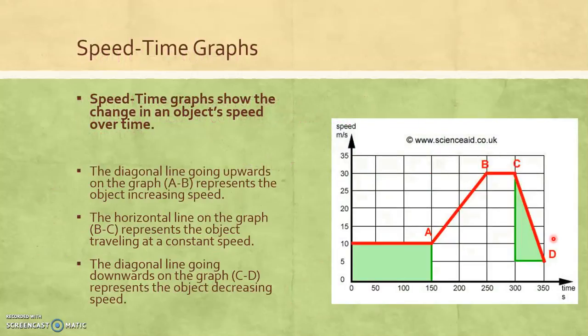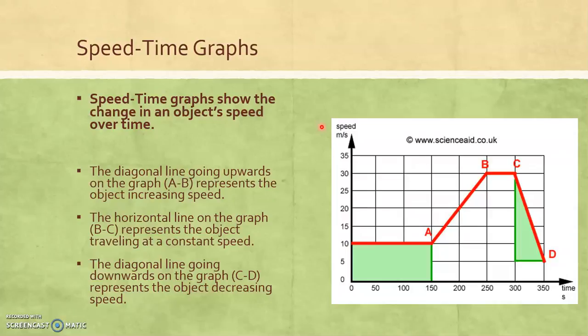Speed time graphs show the change in an object's speed over time. So this is a little different from a distance time graph. So when you're looking at graphs, make sure you pay attention over here. Does it say distance or does it say speed? This way you know which type of graph you're looking at. So this one is a speed time graph.